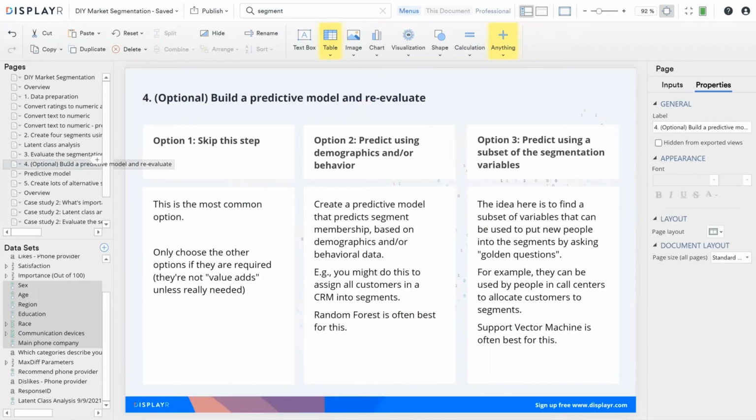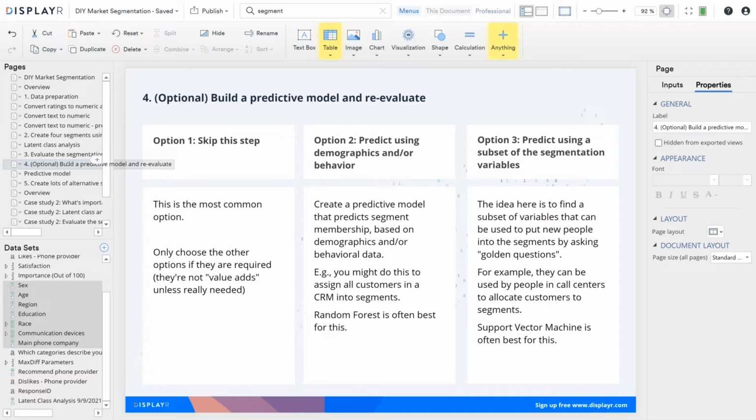So, as I mentioned, there are between 4 and 6 steps in doing a segmentation. Step number 4 is an optional one. It's to build a predictive model and, if necessary, reevaluate your segmentation. I really want to stress, you only do this if you must do it. Do not treat this as a value add. Don't do it as something to do for free for your clients or your stakeholders.